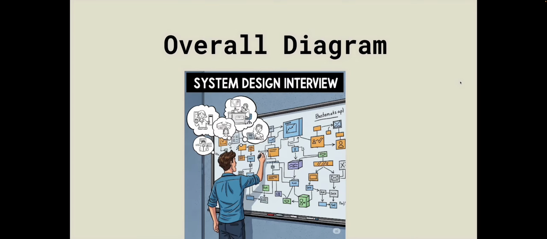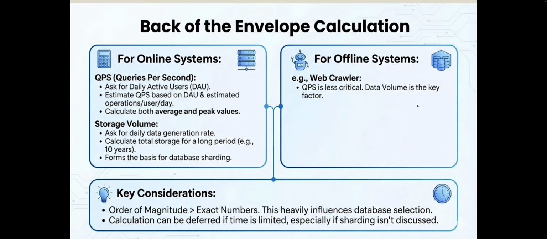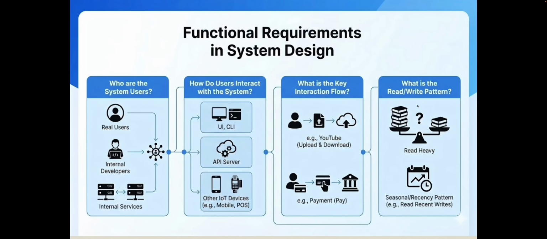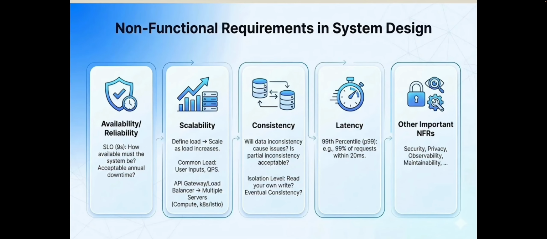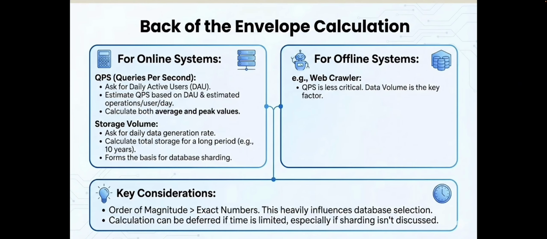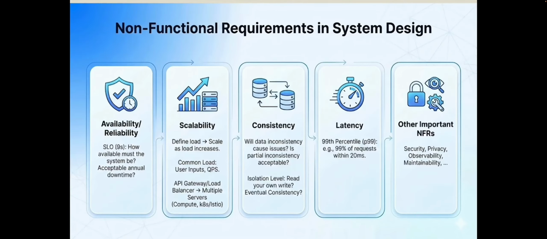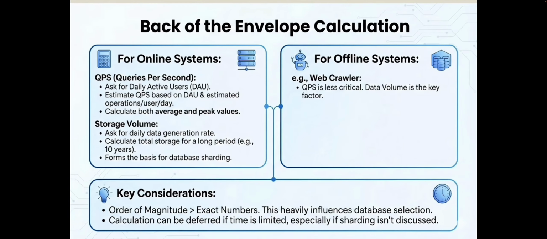Okay, so that covers scenario analysis, probably the first and arguably most critical step in any system design interview. As a recap, remember: identify your user, understand your interaction model, nail down the key flows, and then analyze read and write patterns, right? Establish your non-functional requirements, these are some of the considerations to cover. And if time allows, do a quick back of the envelope estimation. Get this step right, and everything else will flow much more smoothly.